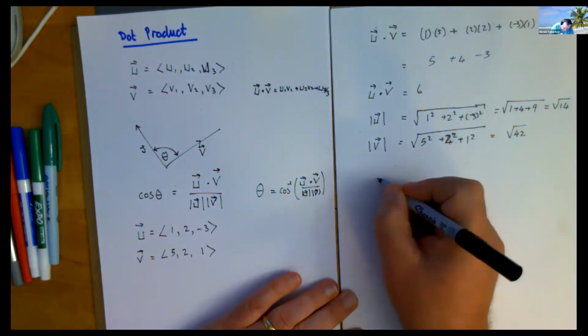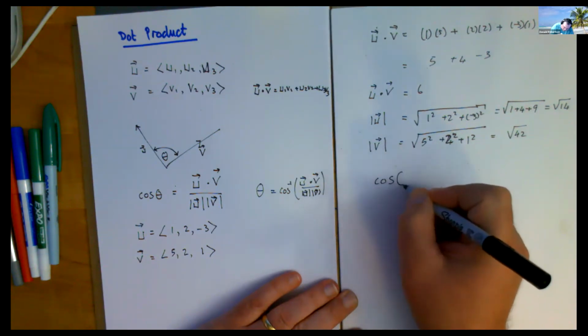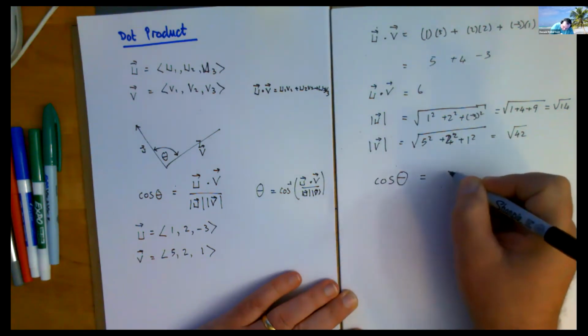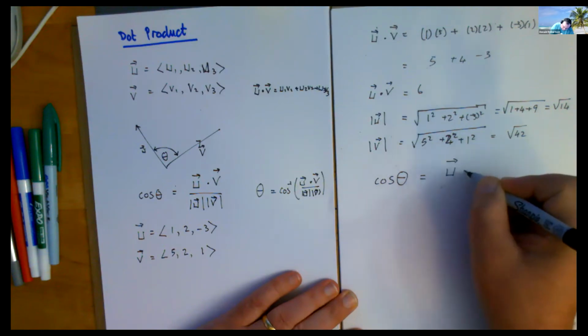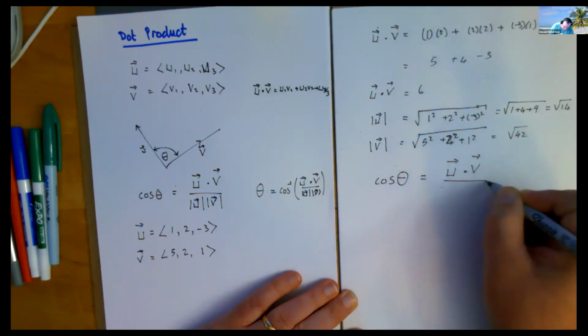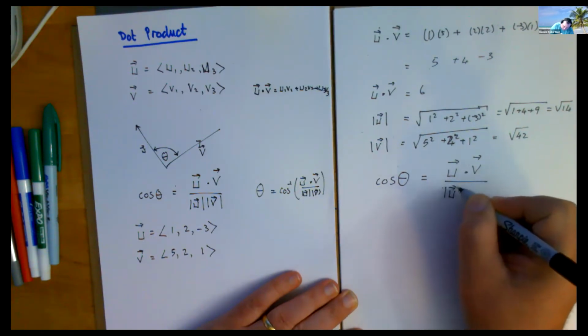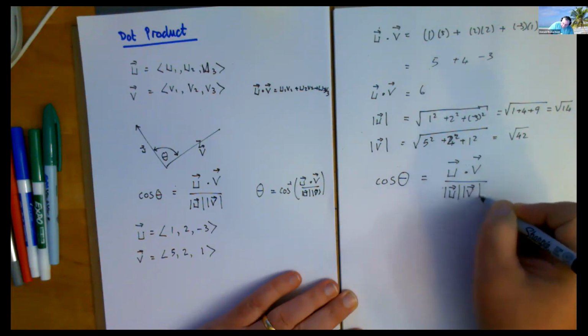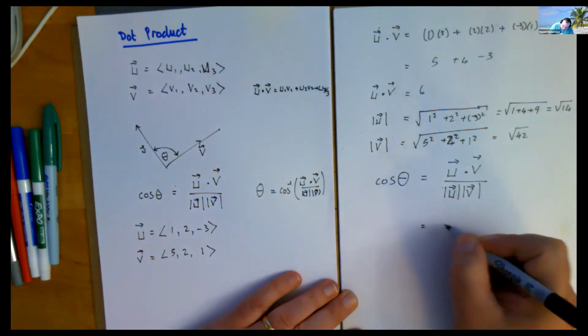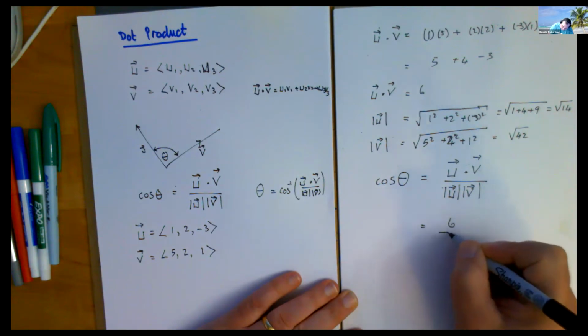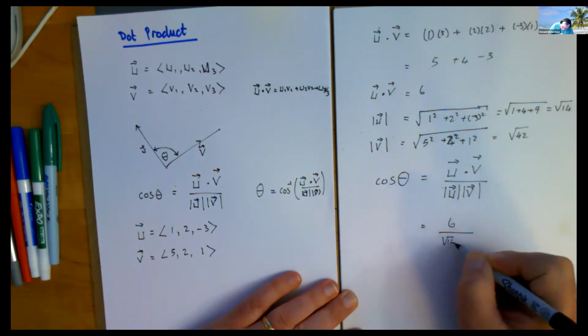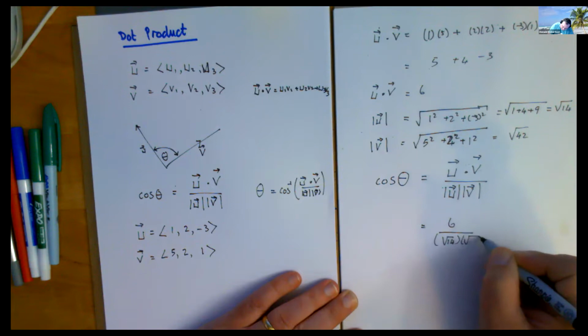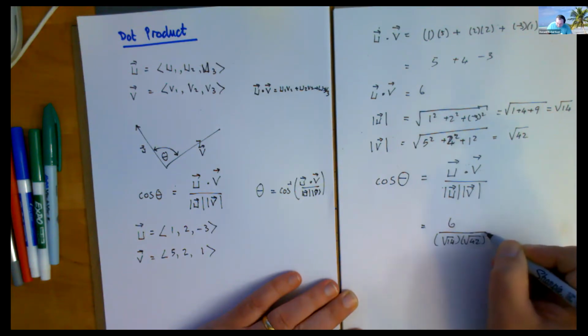And you put the package together. The cosine of the angle between those 2 vectors is the dot product divided by the 2 magnitudes multiplied. The dot product is 6, and these 2 are the square root of 14 and the square root of 42.